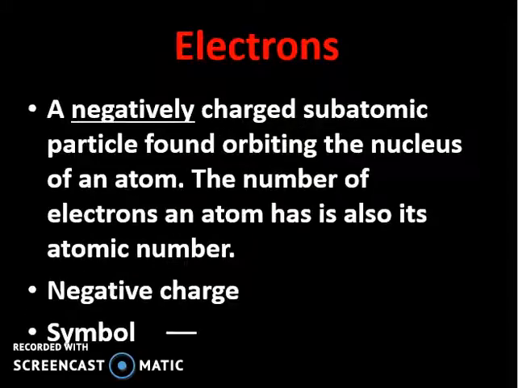So it has a positive charge, think P for positive or plus, and the symbol is also a plus sign. Another particle are the electrons. These are negatively charged. These are the ones that are found orbiting the nucleus. The number of electrons that an atom of an element has is also its atomic number. So very easy. Just look at your periodic table. Boom, that's how many electrons you have. They have a negative charge, so their symbol is a minus.